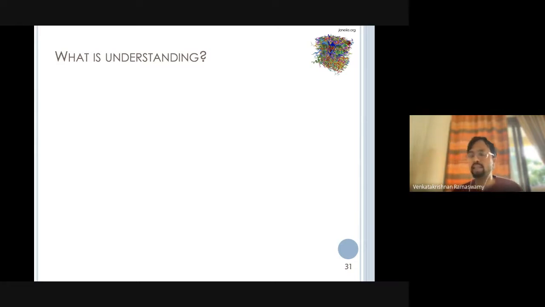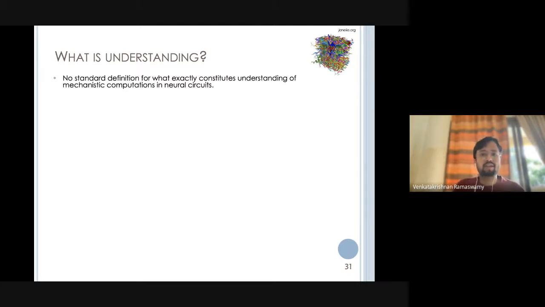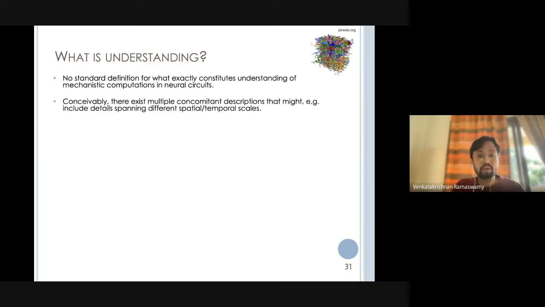Now, depending on the particular neuroscientist you ask, they may be interested in specific aspects of it. So if I come in and say that, look, I'm only interested in the circuit level, this molecular neuroscience person may come in and say, hey, that is quite inadequate because you are missing out on these other aspects that are important. So there's no standard definition for what exactly constitutes understanding in neural circuits. And there exist multiple concomitant descriptions that might, for example, include details spanning different spatial and temporal scales.